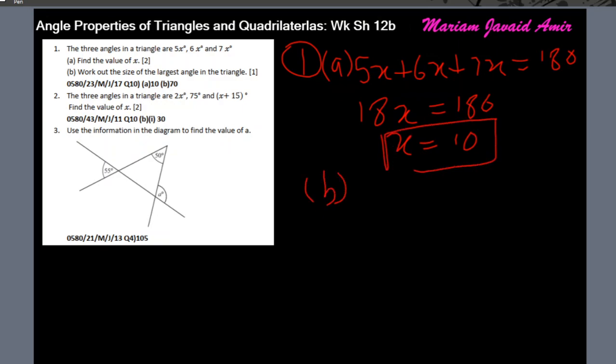Part B, work out the size of the largest angle in the triangle. So the largest angle will simply be 7x, which is 7 times 10, which is 70.